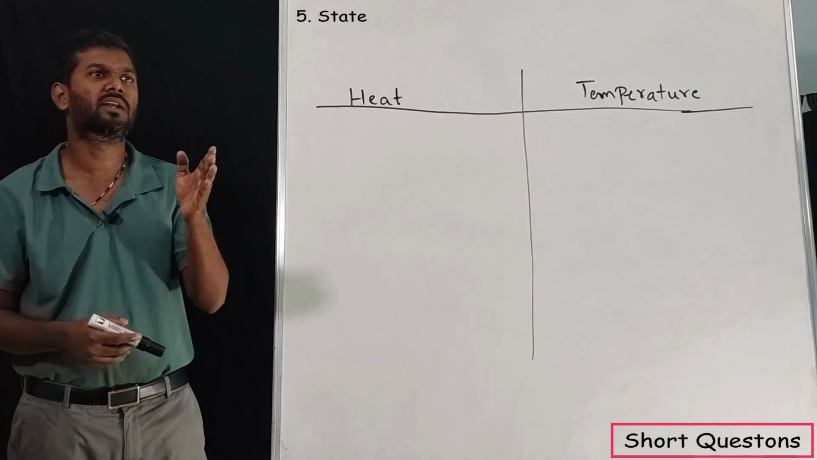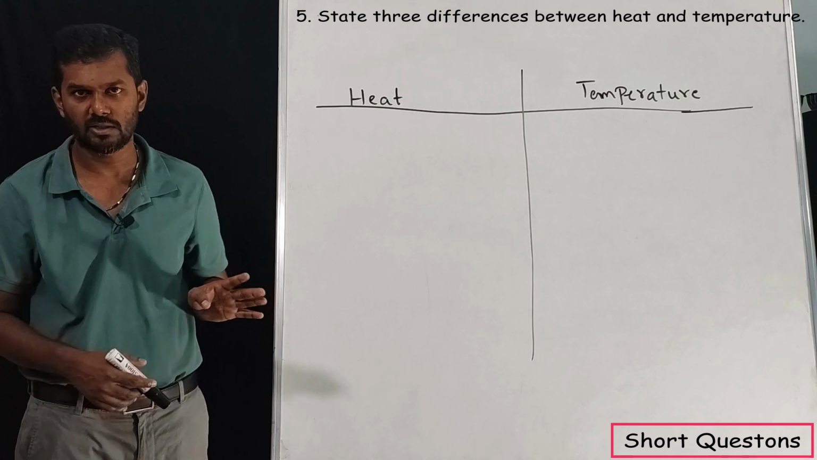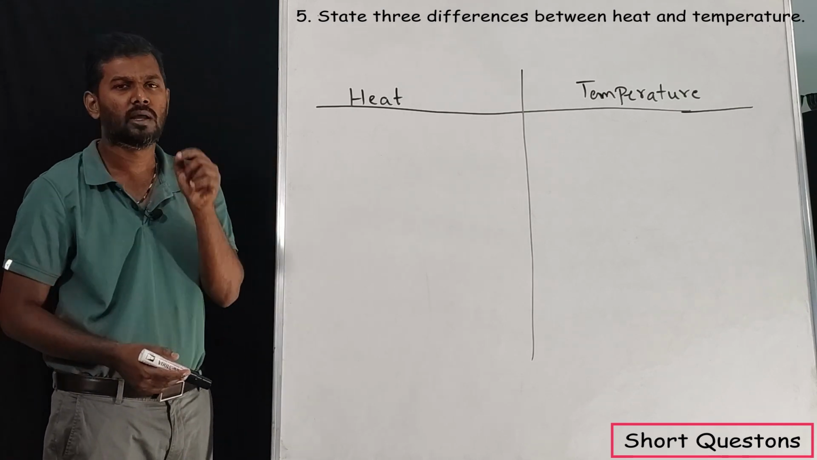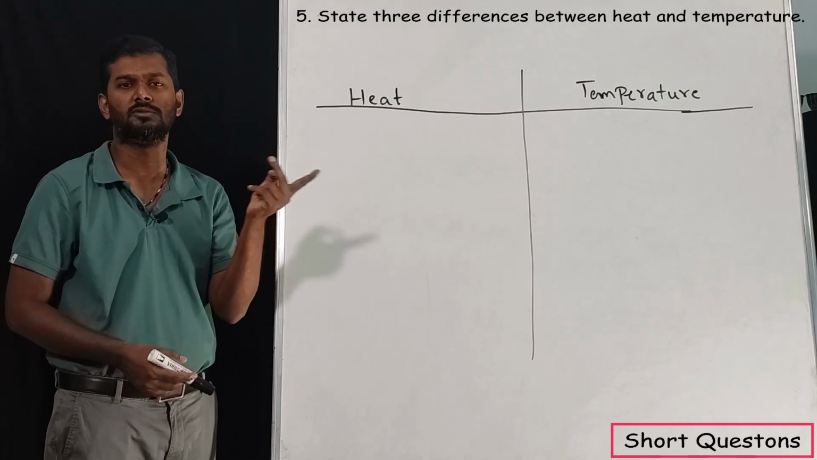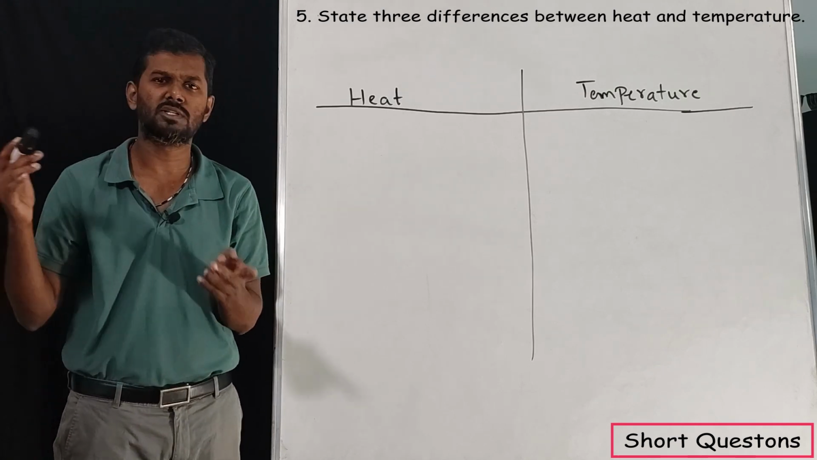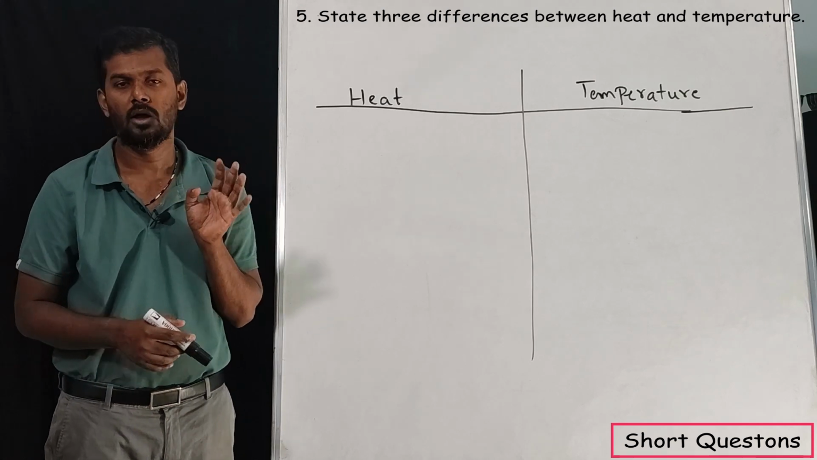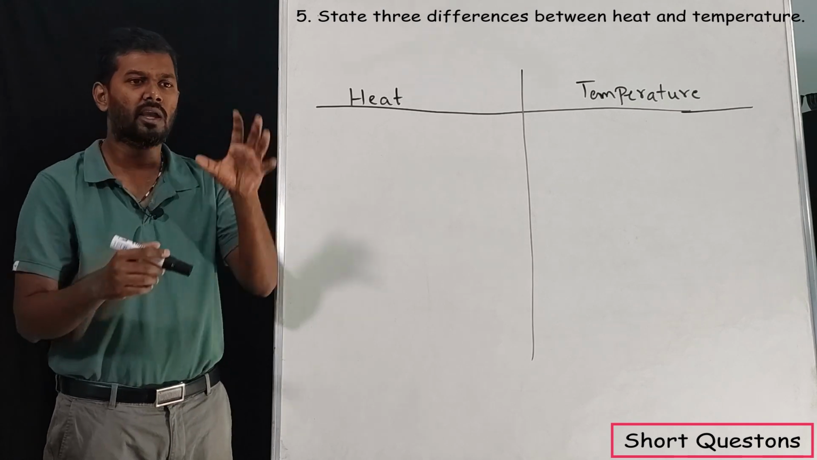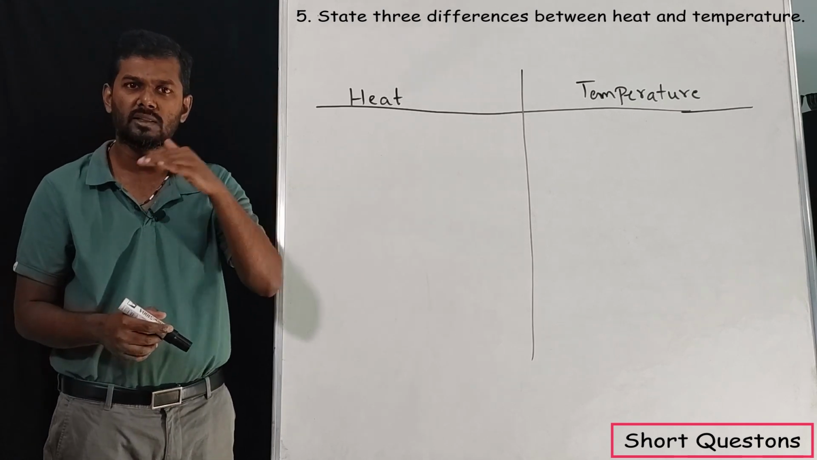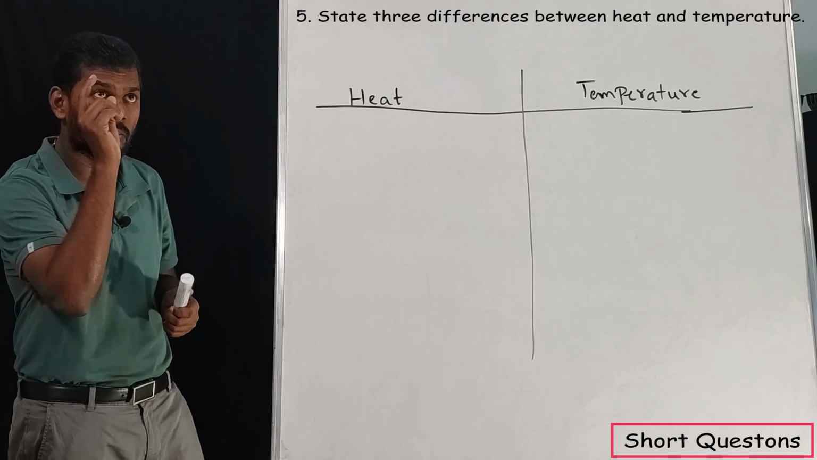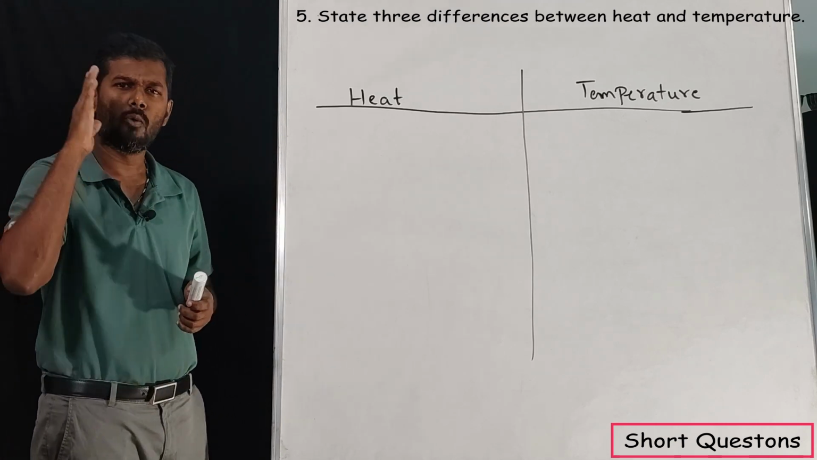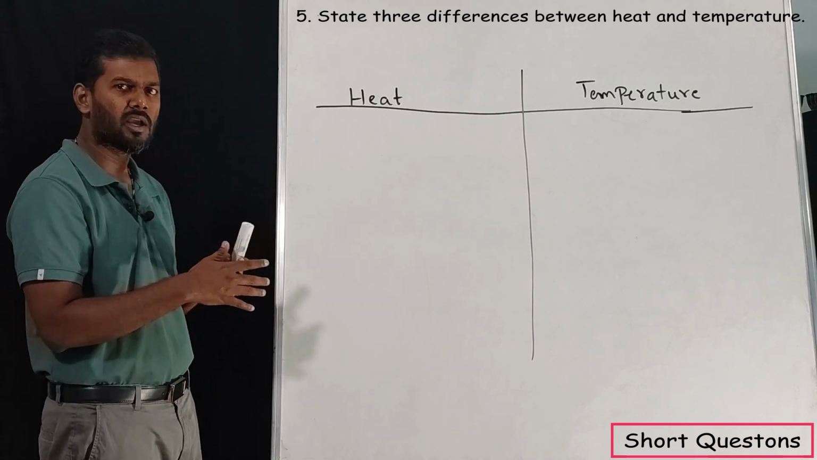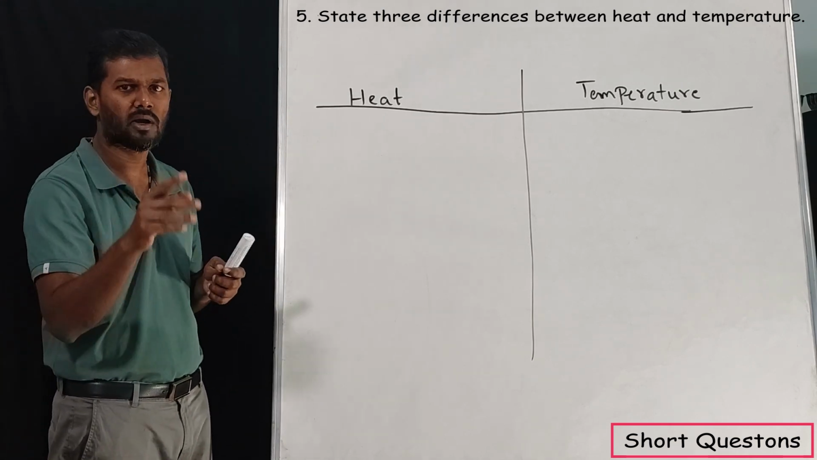Our next question: state 3 differences between heat and temperature. See, whenever they are asking for a difference, in the board exam most of the time they'll ask only one difference between two terms, because almost all the questions in the board exam are of 1 mark. 99% of the questions will be of 1 mark. If they are asking a 3 mark question, there will be 3 subdivision questions. So in the board exam they will definitely ask only one difference between any two quantities. Here they are asking for 3, so we'll learn 3.